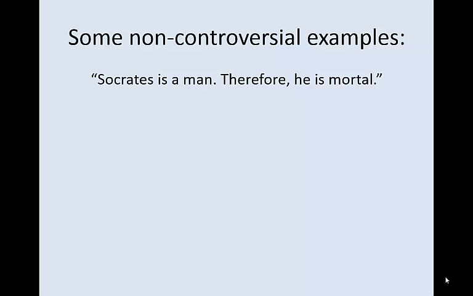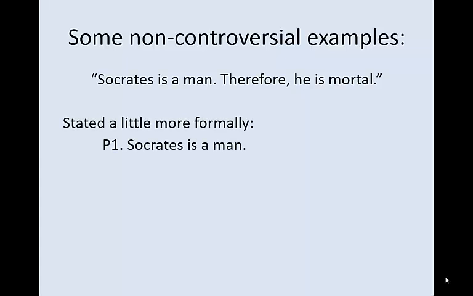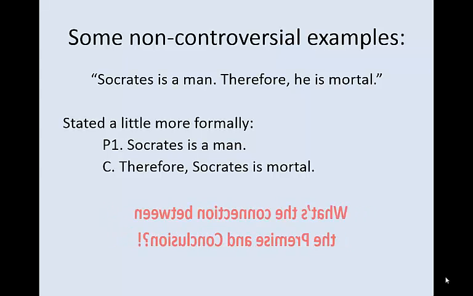So to do this, we're going to look at some non-controversial examples first to try to illustrate the point, get the concepts clear, and then we'll go back and apply them to our more controversial examples. So here's the standard example that everybody's heard 10,000 times. Socrates is a man, therefore he's mortal. State this a little more formally. Premise 1, Socrates is a man. Conclusion, therefore Socrates is mortal.